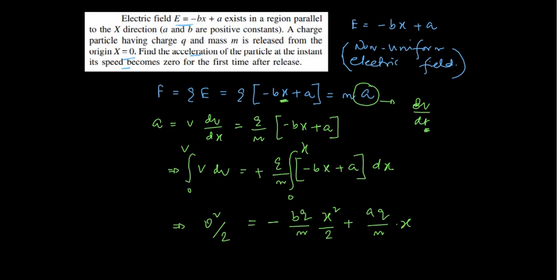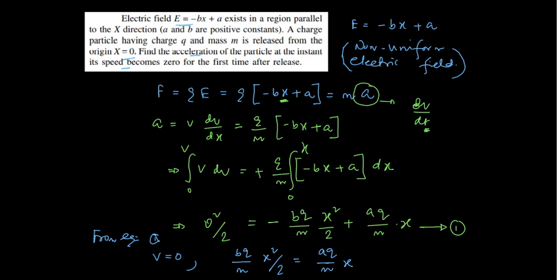All right, so this is the equation of v that we got. Let us say this is equation number 1. So what we want is acceleration when v is equal to 0. From equation 1, if I make v equal to 0, then I will get the value of x. So what is the x value we are getting? We will get bq by m into x square by 2 is equal to aq by m into x. So x is equal to 2a by b.